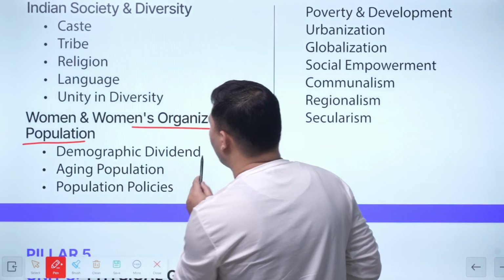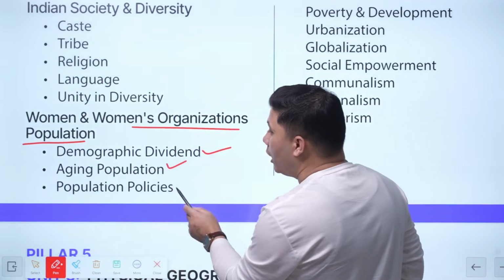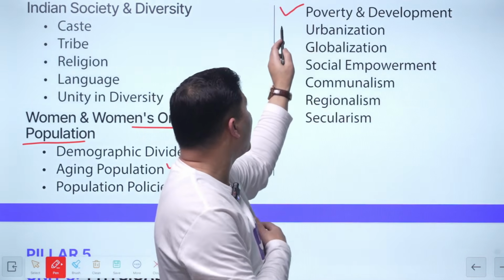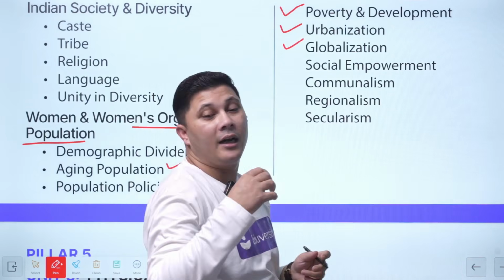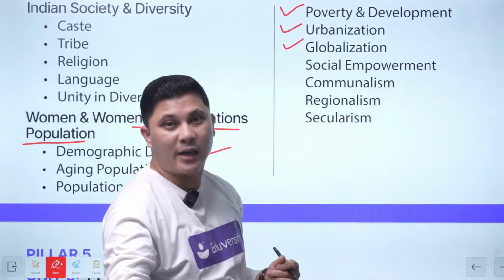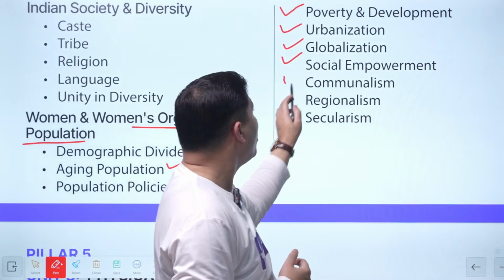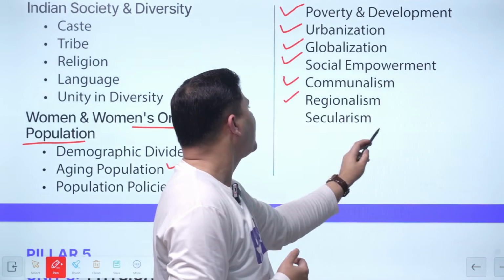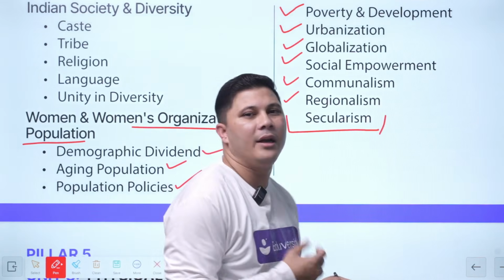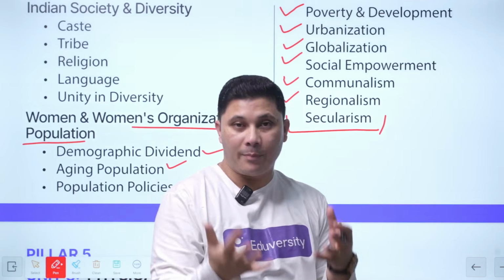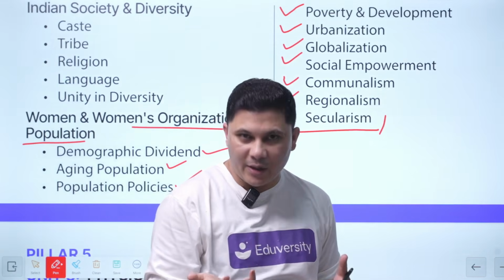After that, demographic dividend, aging population, population policies. Poverty and development, urbanization, globalization, the impact of globalization on Indian societies. You got it, right? Then social empowerment. Communalism, regionalism, and secularism, which is very important. How the very fabric of secularism has to be maintained at present, right?